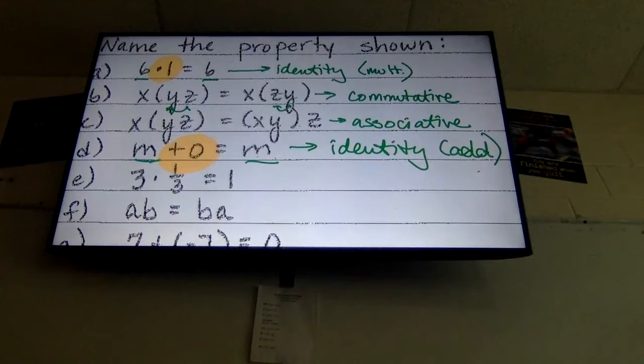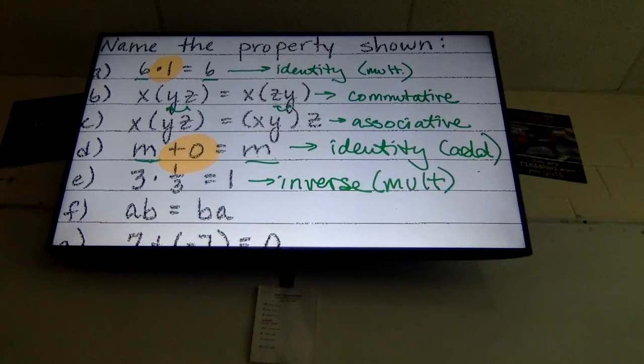All right, next I've got 3 times 1/3 equals 1. We've already said this one. Inverse, very good. Can you explain why you would call it inverse, Barrett? Convert it to a fraction. We inverted it to be a fraction.